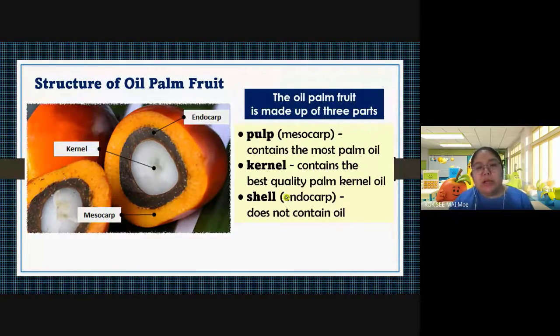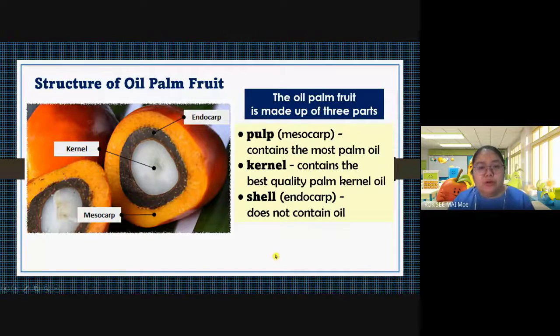Then the last one is the shell, which we call the endocarp. The endocarp does not have any oil. It just covers the kernel. So those are the three parts of the oil palm fruit.